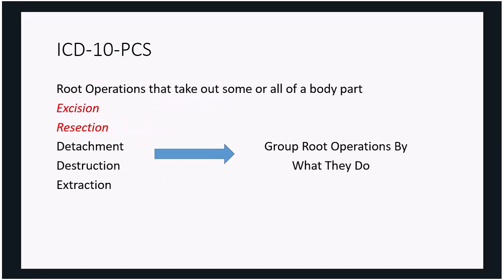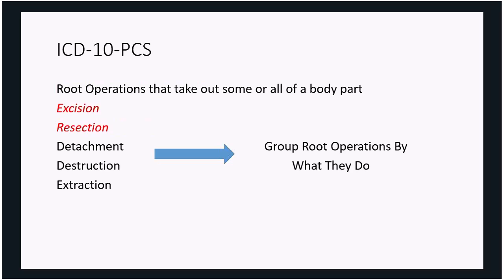Now, we're going to deal with excision and resection in this video. So what I've done, I've selected these group of root operations and what they have in common. They all take out some or all of a body part. Let's start with excision. This would be cutting out part of a body part without replacement. An example might be a partial nephrectomy where part of the kidney is removed.